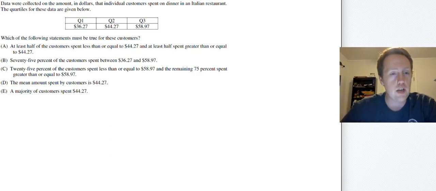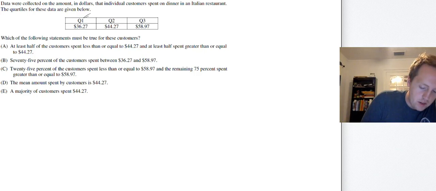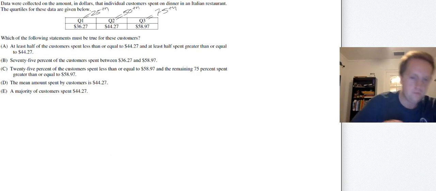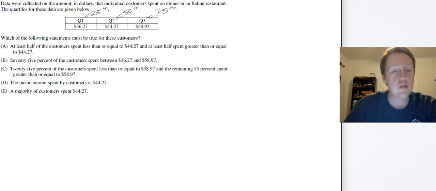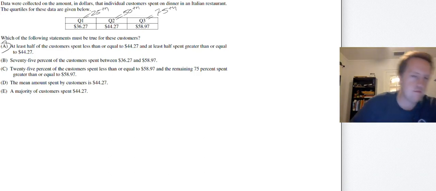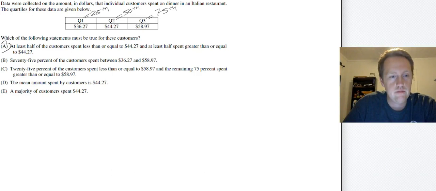Okay, so they gave us all the quartiles. So remember, Q1 is the 25th percentile. Q2 is the 50th. Q3 is the 75th. So 25% should be below 3627, 50% should be below 4427, and 75% should be below 5897. So which of these must be true? A, at least half of the customers spent less than or equal to 4427, and at least half spent greater than or equal to 4427. Yep. That's it. That's got to be the answer.